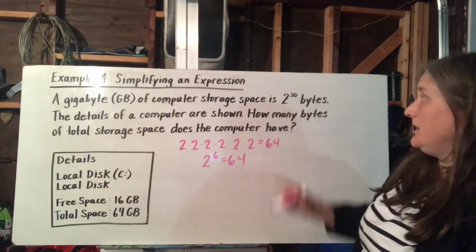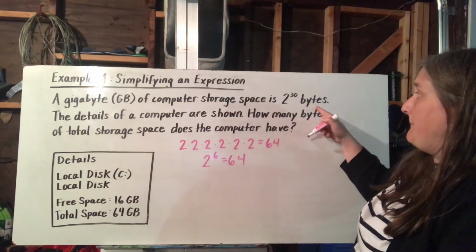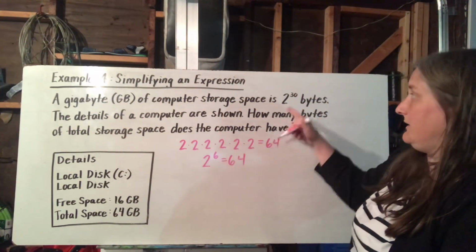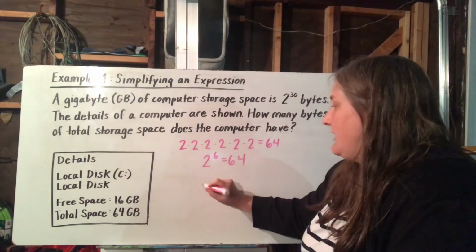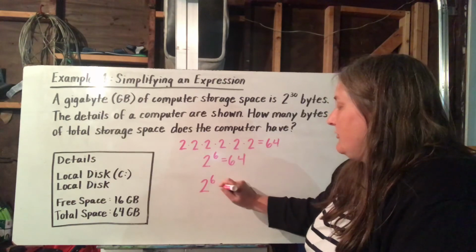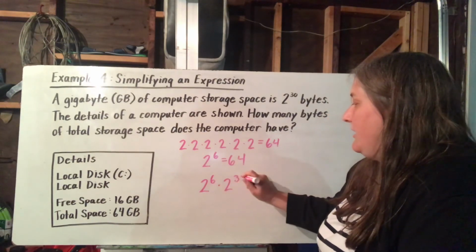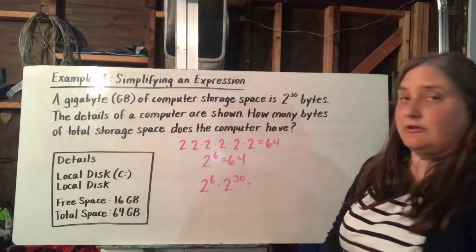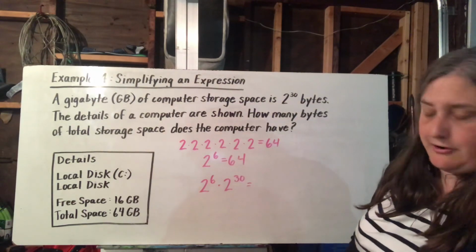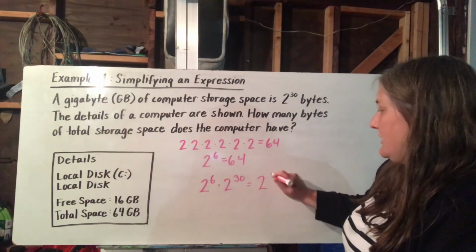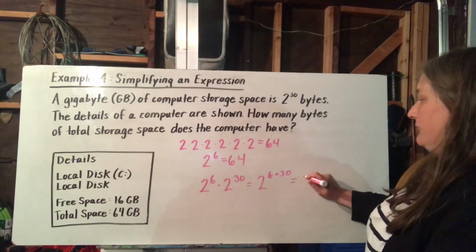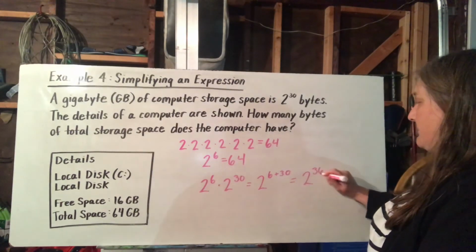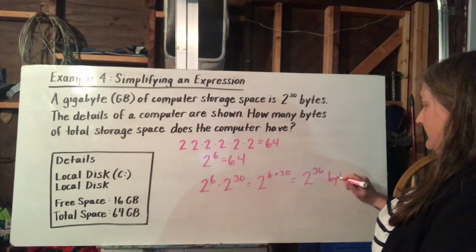Now a gigabyte is 2 to the 30th bytes. So each of these gigabytes is worth 2 to the 30th bytes. So I could just say, since I have 6 of them, they're each worth 2 to the 30th. I'm going to multiply 2 to the 6th power times 2 to the 30th power. So a shortcut here would be to add my exponents, and I will have 2 to the 36th power bytes on this computer.